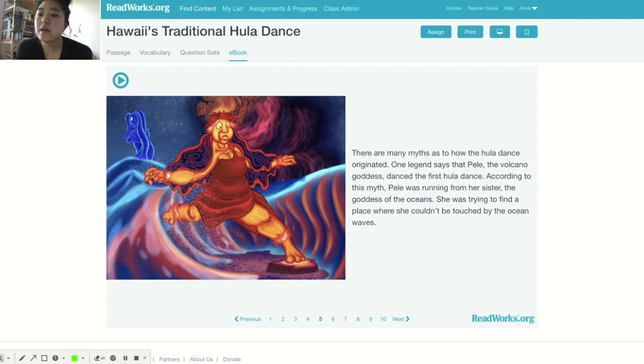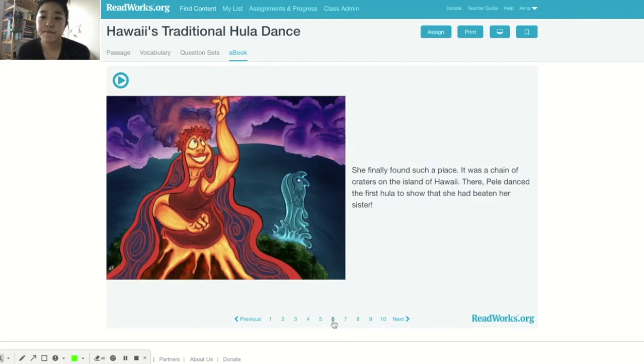There are many myths as to how the hula dance originated. One legend says that Pele, the volcano goddess, danced the first hula dance. According to this myth, Pele was running from her sister, the goddess of the oceans. She was trying to find a place where she couldn't be touched by the ocean waves. She finally found such a place. It was a chain of craters on the island of Hawaii. There, Pele danced the first hula to show that she had beaten her sister.